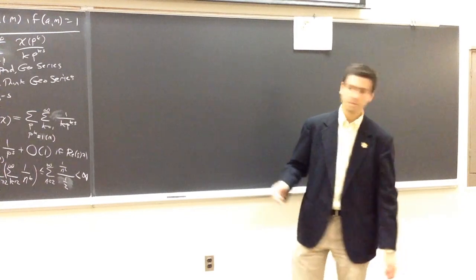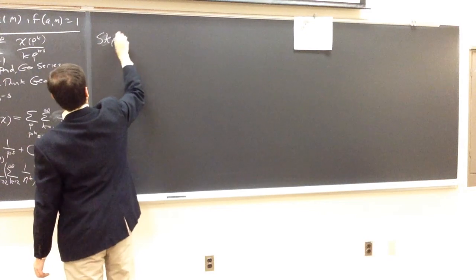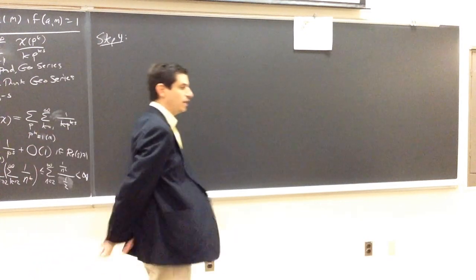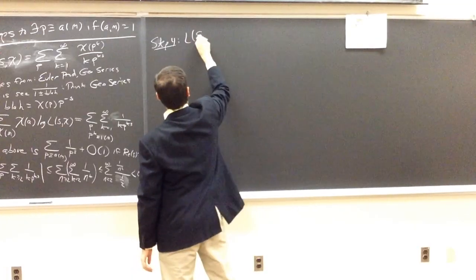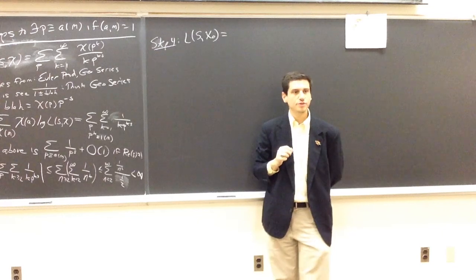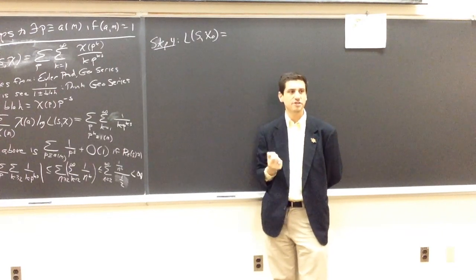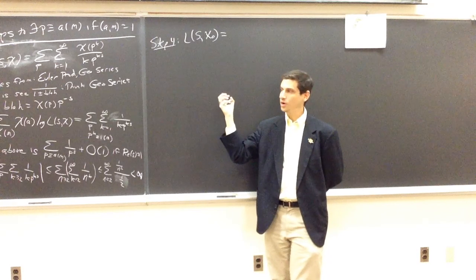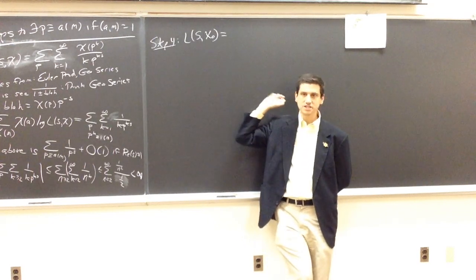So step 4. What we want to do now is look at the very special character L(s, chi naught). So chi naught is the trivial character, or the principal character. It's the one that sends everything to 1 that it's allowed to send. The things it can't send to 1 are the numbers that have a common factor with m. But other than that, it sends everything to 1.